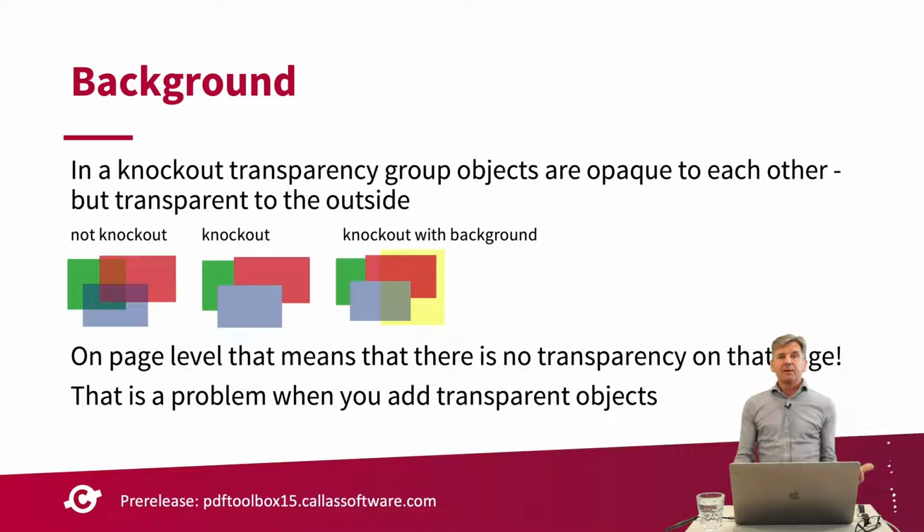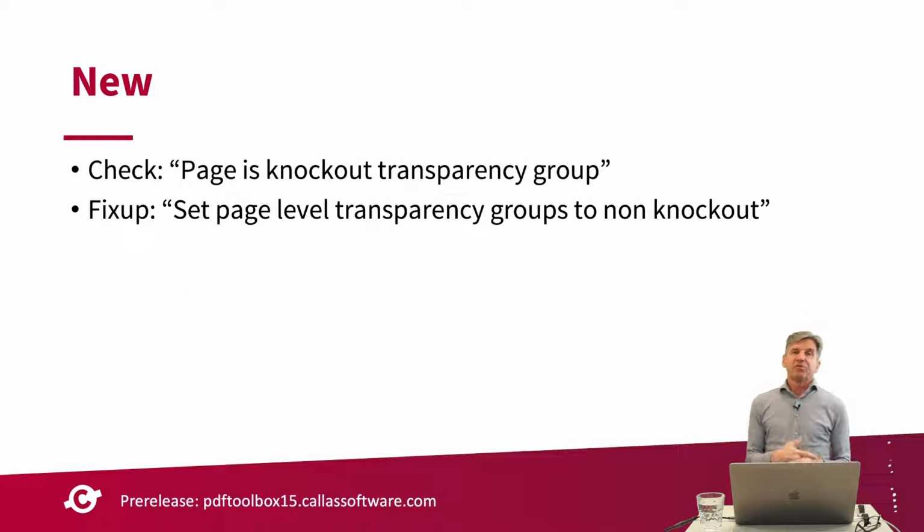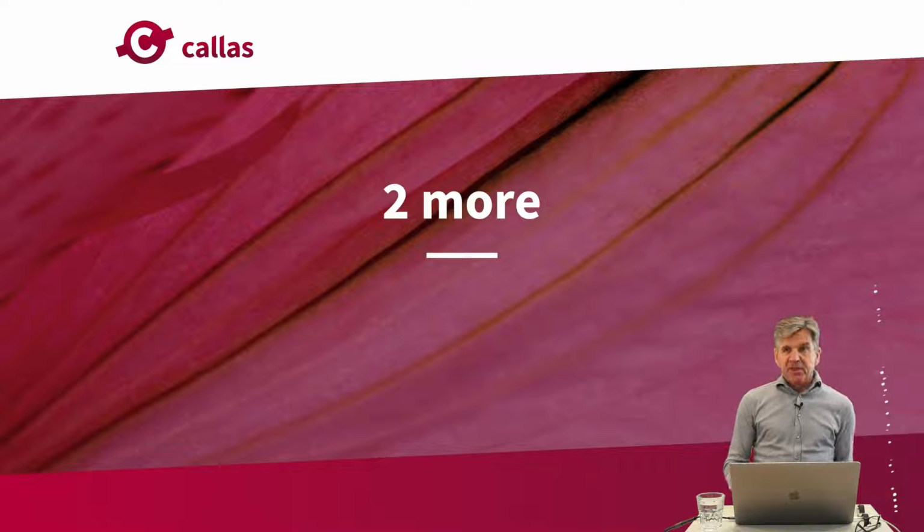However, if you would then place another object on that page that is actually using transparency, then all of a sudden you would have a problem, because it wouldn't appear transparent anymore. It would appear opaque, and that is what you wouldn't expect. What you can do in pdfToolbox 15, you have a check, Page is knockout transparency group, that would identify such pages, and you also have a fix-up to remove that knockout label from the page level transparency group. That's that.